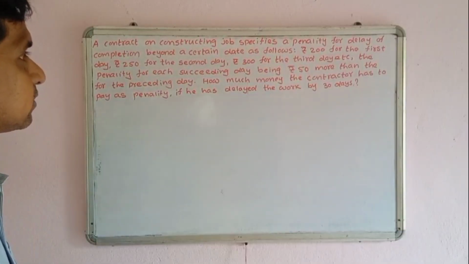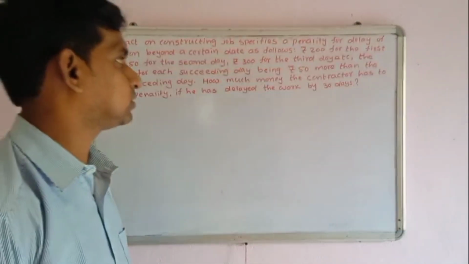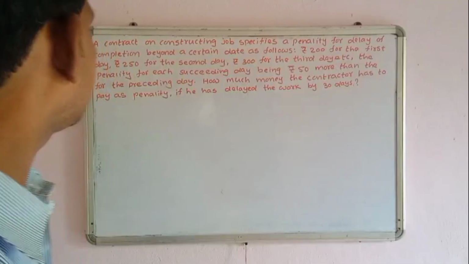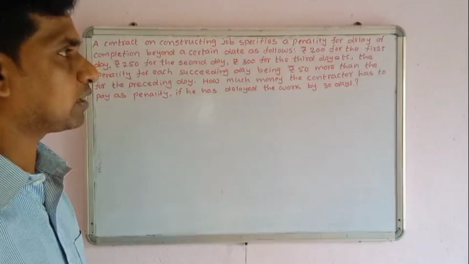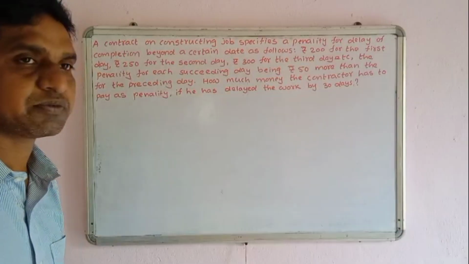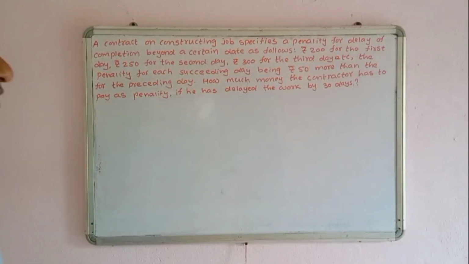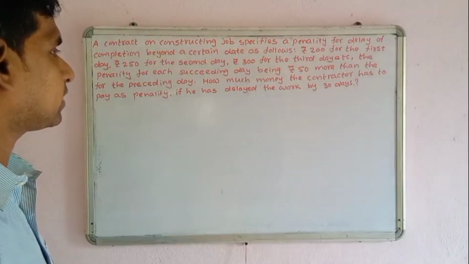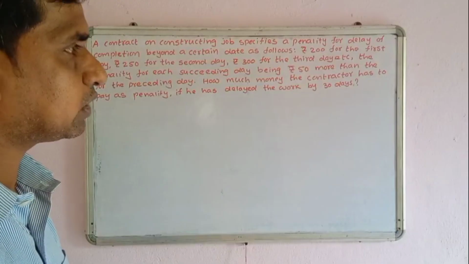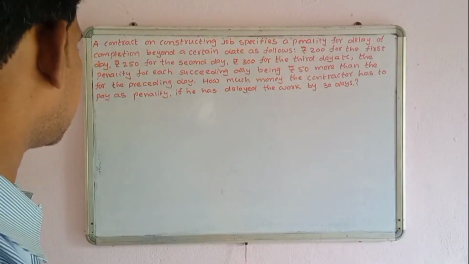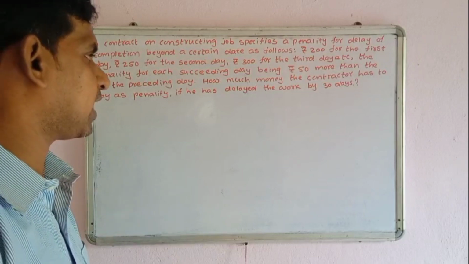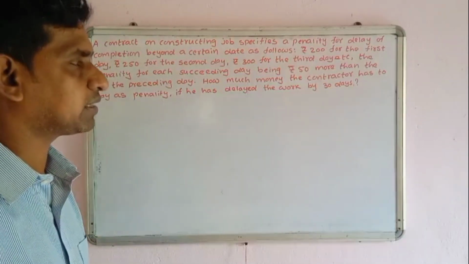A contractor on a construction job specifies a penalty for delay of completion beyond a certain date as follows: rupees 200 for the first day and rupees 250 for the second day, rupees 300 for the third day, etc. The penalty for each succeeding day being 50 more than the preceding day. How much money does the contractor have to pay as penalty if he has delayed the work by 30 days?